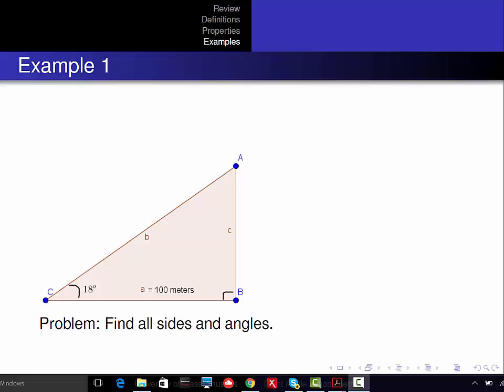In this second right angle trig video, I'm going to go over some examples. So if you want to pause the video right now and see if you can do this example on your own, now would be the time to do that.